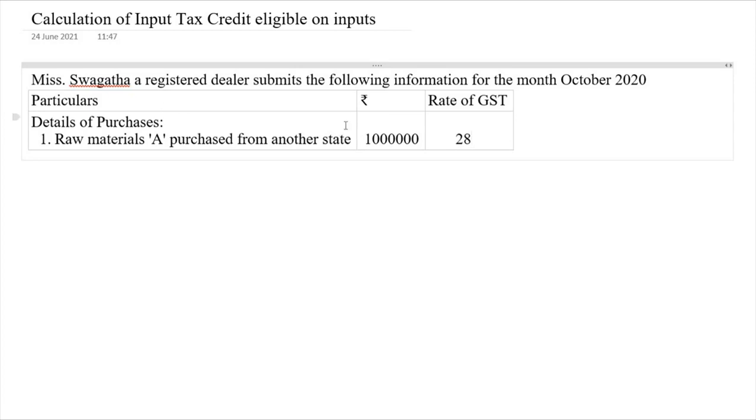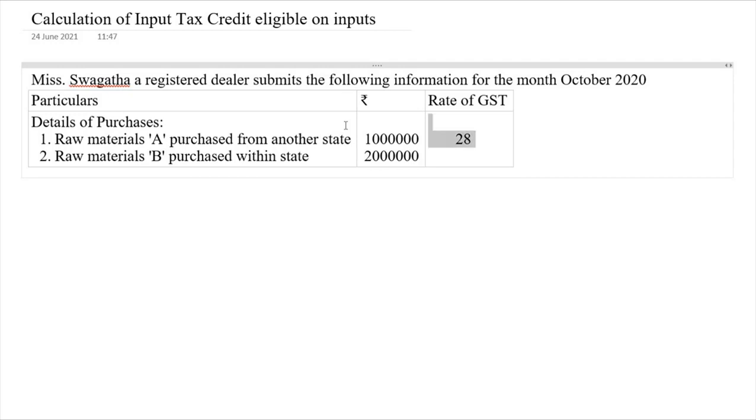Then the next one here, raw materials B, purchased within state, 20 lakhs, at a GST rate of %.